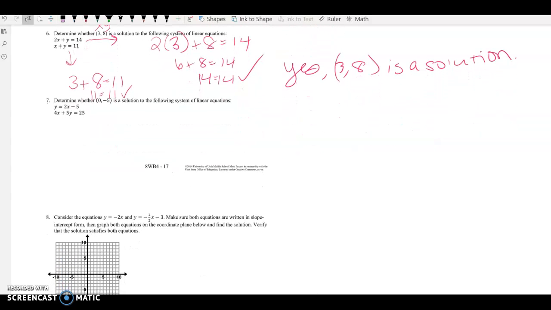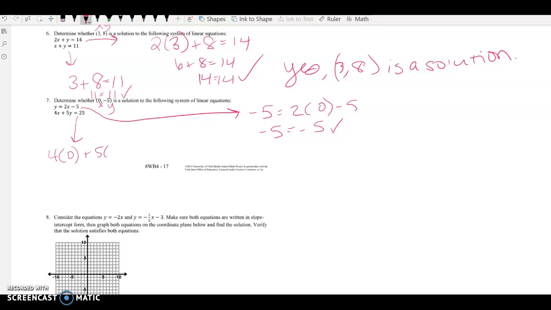Determine whether 0, -5 is a solution to the following systems of equations. Okay, so x will be 0, y will be -5. I'm going to plug this into the top equation. I'll get -5 equals 2 times 0 minus 5. -5 equals -5 because 2 times 0 is 0, and 0 minus 5 is -5. Yes, that works. Okay, for this bottom one, we get 4 times 0 plus 5 times -5 equals 25. Well, it looks like it's working. 0 minus 25 is -25, but -25 does not equal 25. So no, it is not a solution to both.